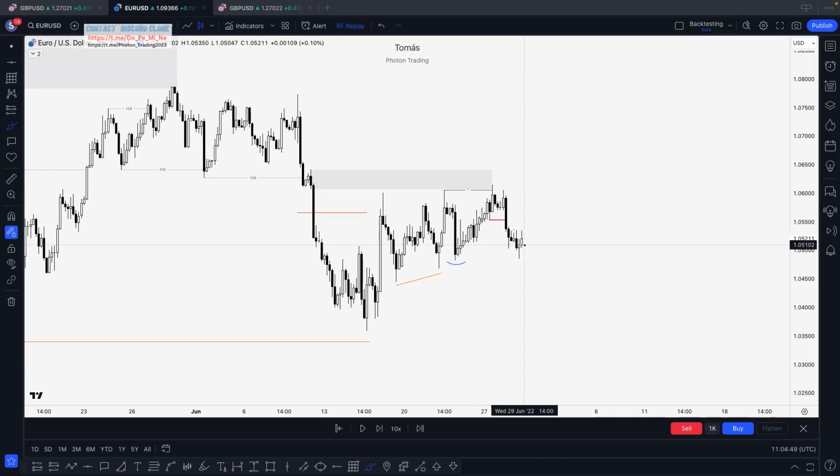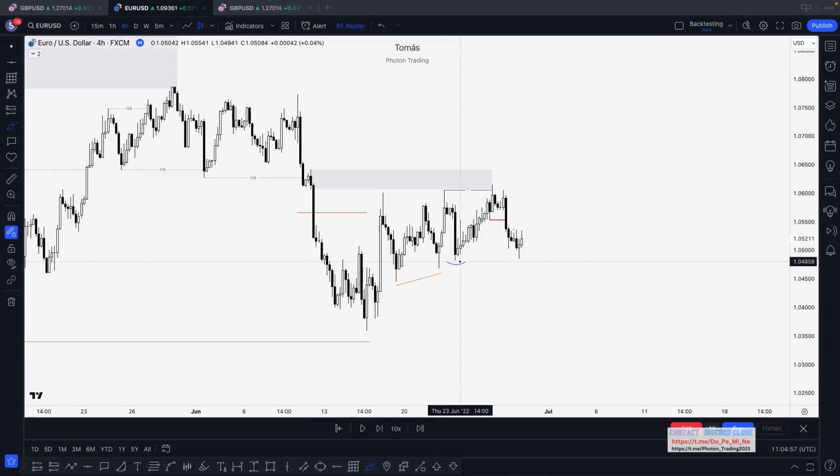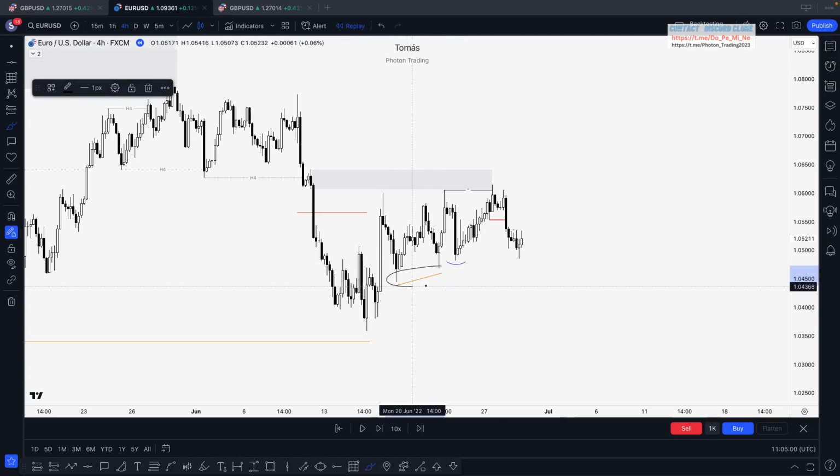I want to keep it simple in this video, and you already see that after this low failed to take out the high, it chopped bearish, an indication the low is going to get run. And we also have a lot of liquidity here, so it can act as a magnet for price to go down.